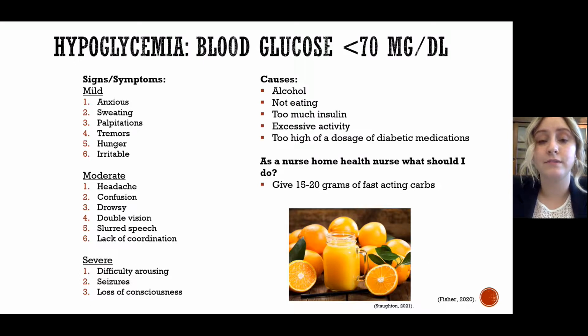Well, we should give 15 to 20 grams of fast-acting carbs. The ones that I recommend are about 4 to 6 ounces of orange juice, or a lozenge such as a Jolly Rancher, something very high in sugar, not anything like a long-acting carb like a candy bar, like a Twix. You're going to want something that's immediately sugar to help spike that glucose back up.